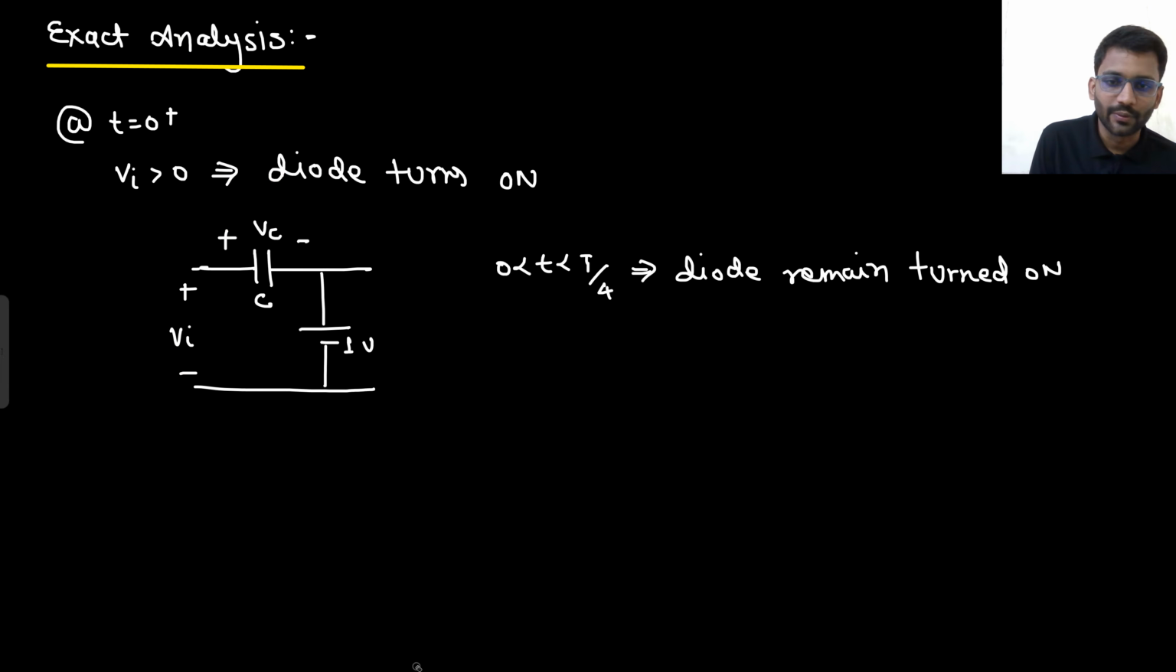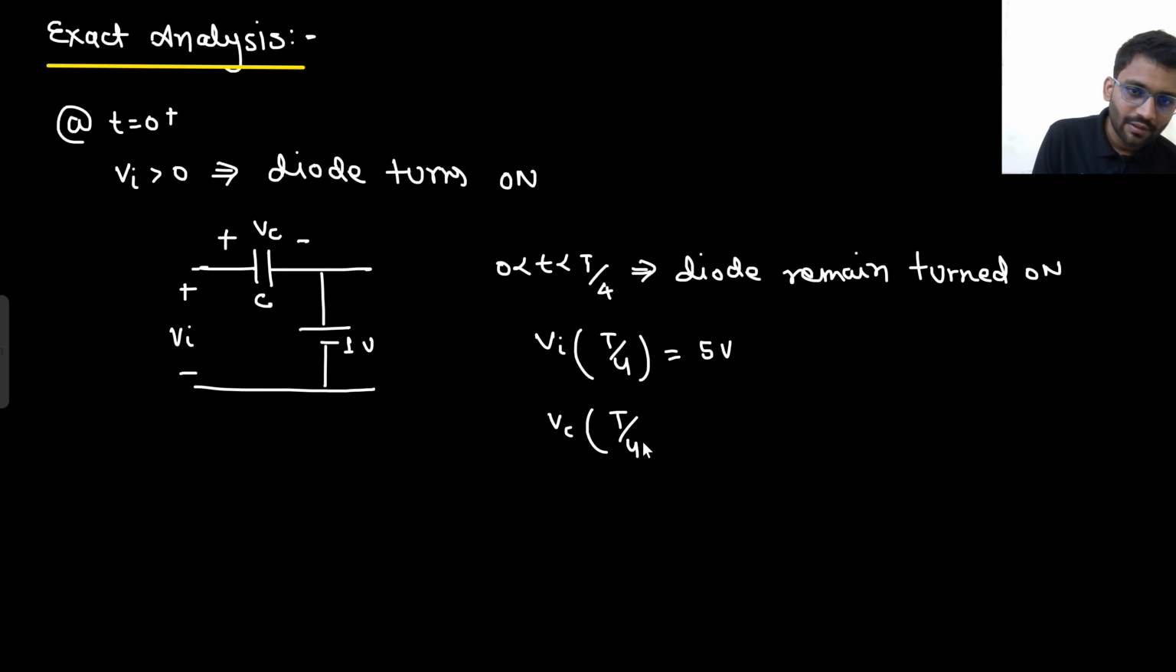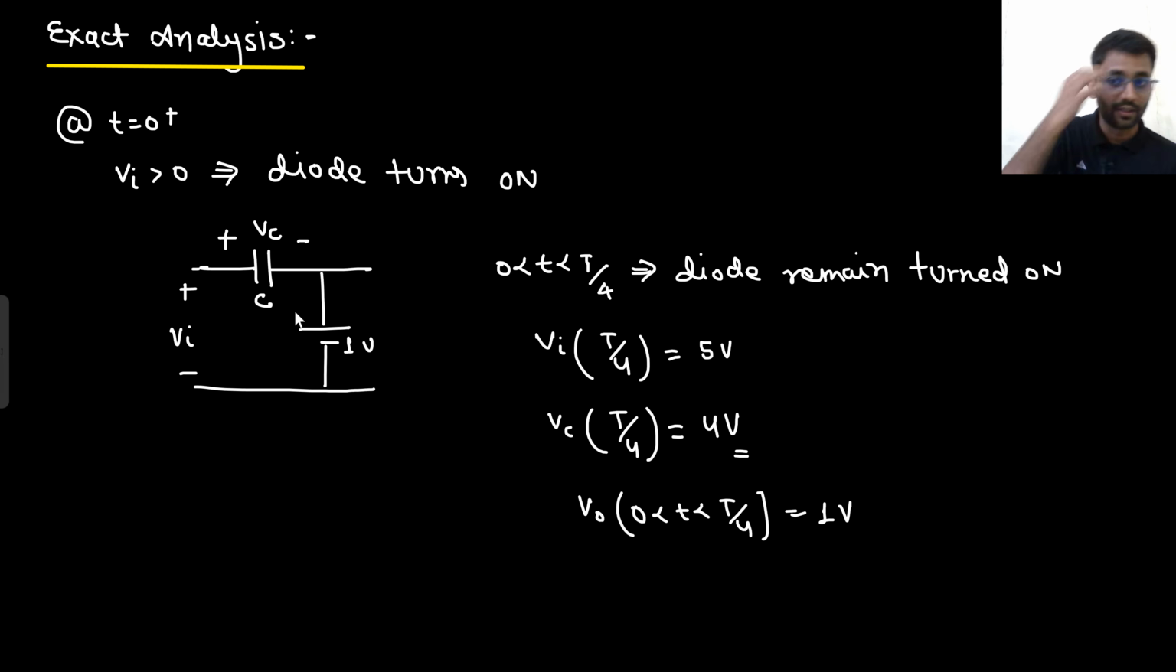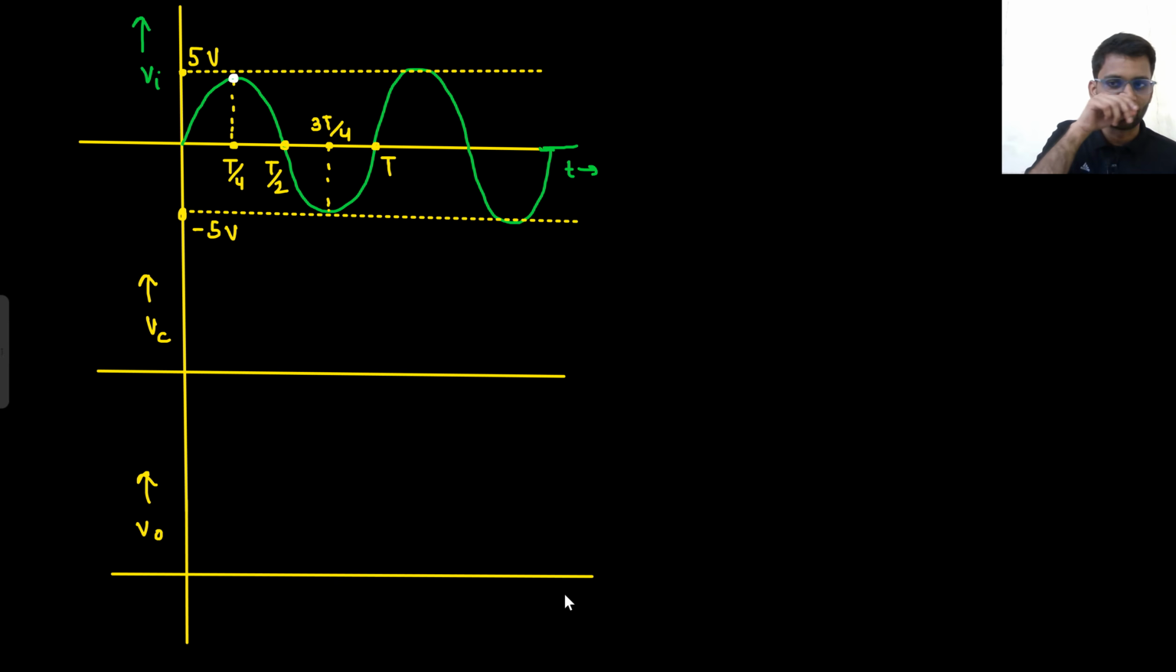First I will write the input value. Input value Vin at t by 4 is 5 volt. So what will be your Vc value at t by 4? That will be 5 minus 1, 4 volt. Vc at t by 4 will be 4 volt. And what is your output? Output from 0 to t by 4 is 1 volt only. That is fixed at 1 volt only, because this is your output.